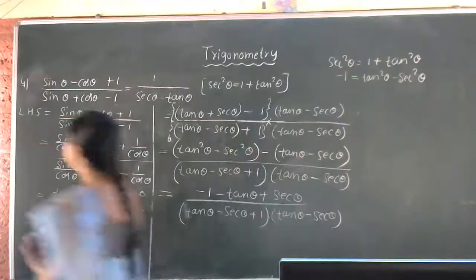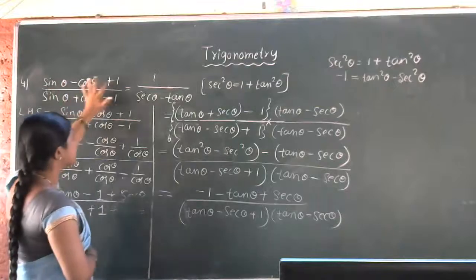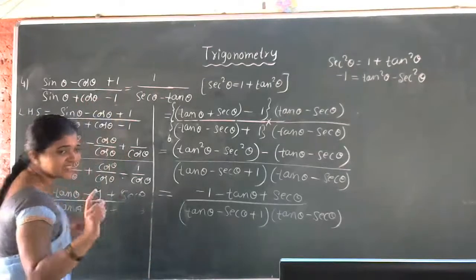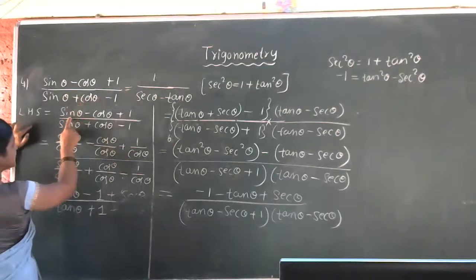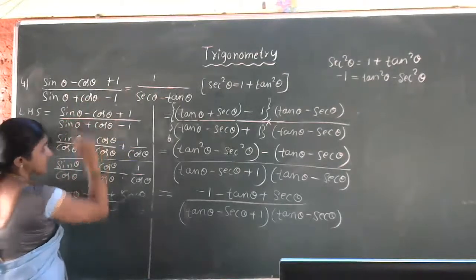See here students, so we have Example 4 here. Example 4: (sin theta minus cos theta plus 1) divided by (sin theta plus cos theta minus 1) is equal to 1 divided by (secant theta minus tan theta). So LHS is (sin theta minus cos theta plus 1) divided by (sin theta plus cos theta minus 1).